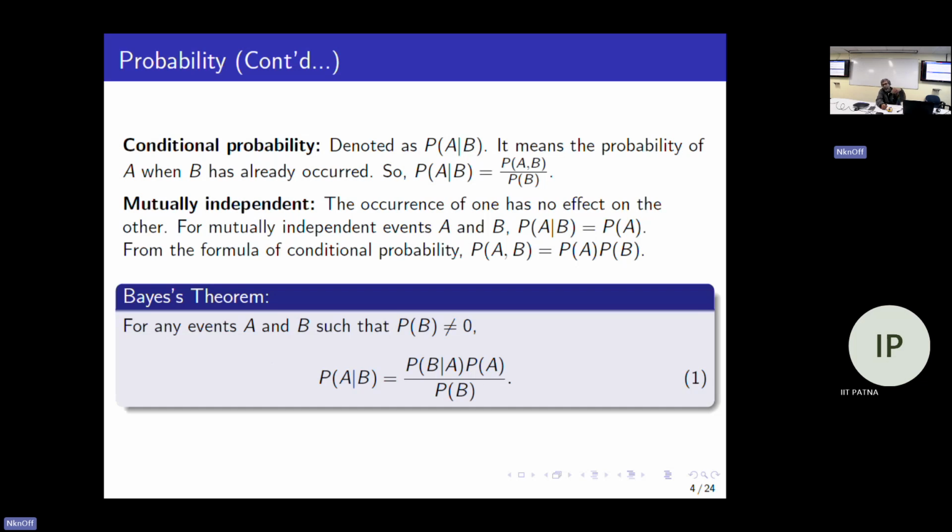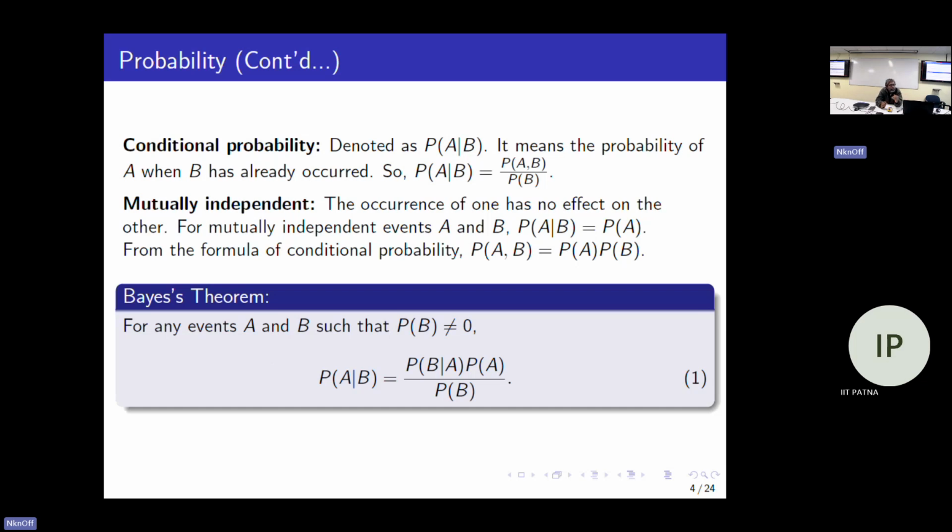That means if B has already occurred, your sample space becomes B only. So among this B, you are taking when A will occur. Your sample space is getting squeezed, so the conditional probability increases because the sample space is getting squeezed.